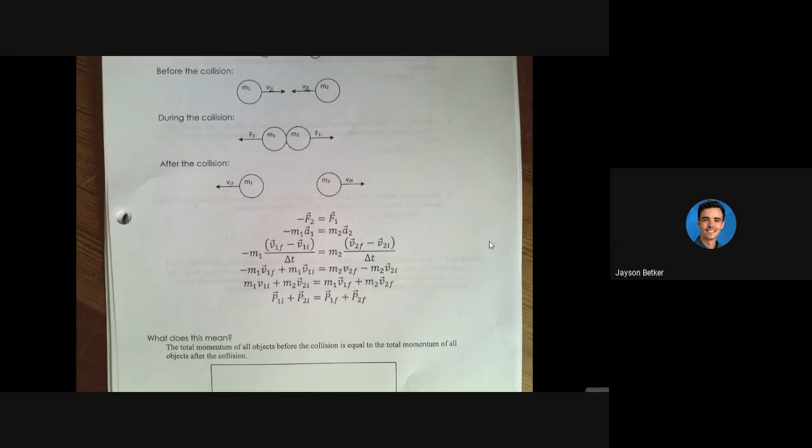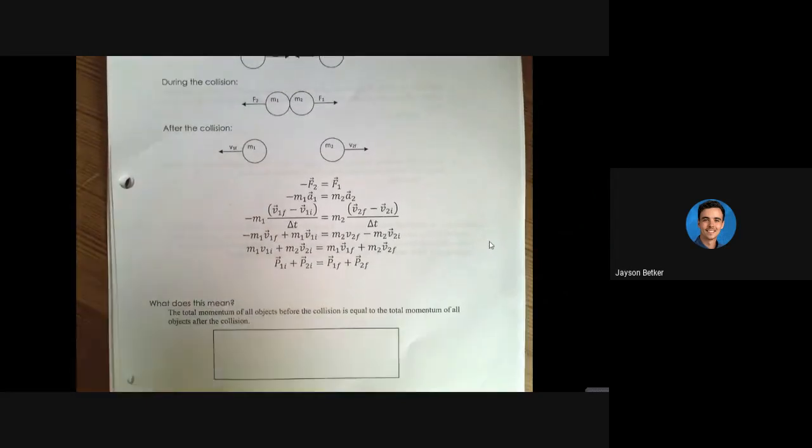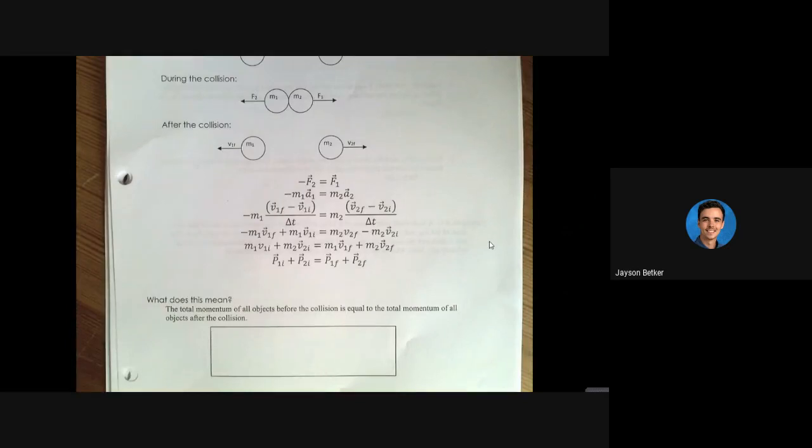If we set up this equality, we have negative F2 is equal to positive F1. The forces, remember, are equal and opposite. That is Newton's third law. Now I can replace the forces with the formula for them, mass times acceleration. That's Newton's second law. So we get negative m1a1, where the one just means it is object number one, and m2a2 is object number two's mass and acceleration. Then we replace a with one of the very first formulas we learned in this course, delta v over delta t. So we have v1f minus v1i over delta t, and on the other side we have v2f minus v2i over delta t.